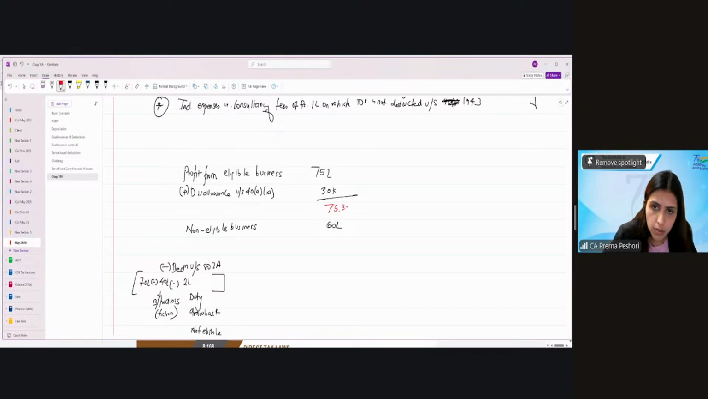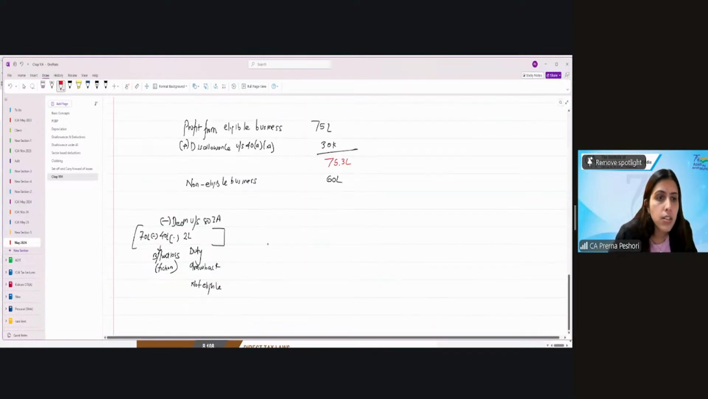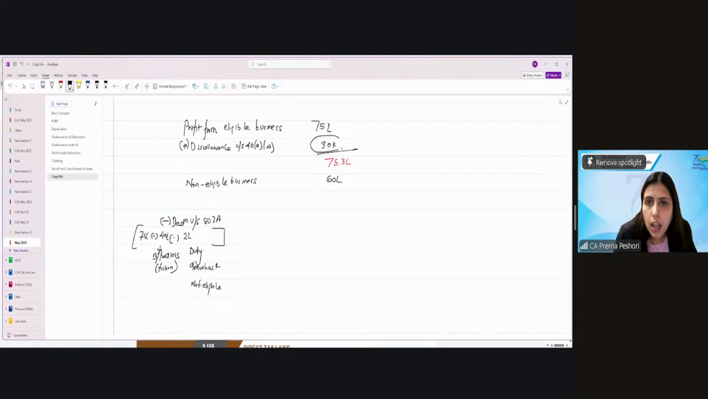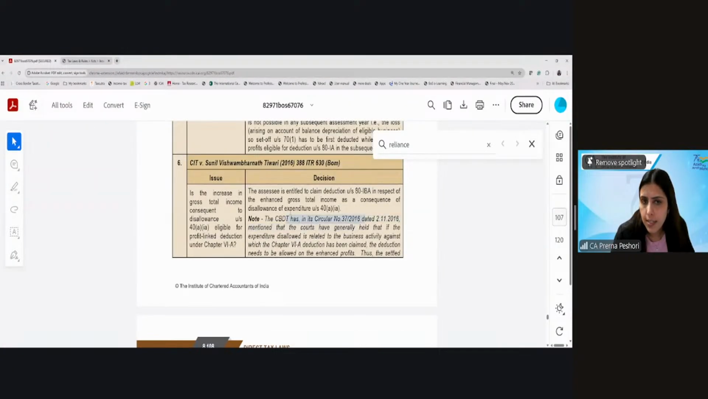$75 lakh 30,000. Okay, so this is my 75 lakh. Now, with respect to this disallowance of 30,000, will this also be eligible for deduction under section 80IA? That is the question. So in this context, what do the Bombay High Court ruling and the CBDT circular say?